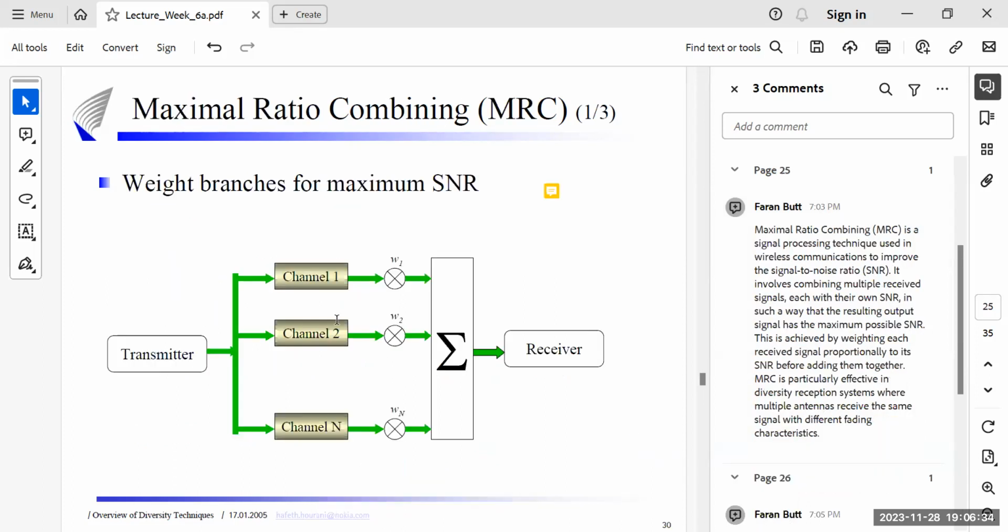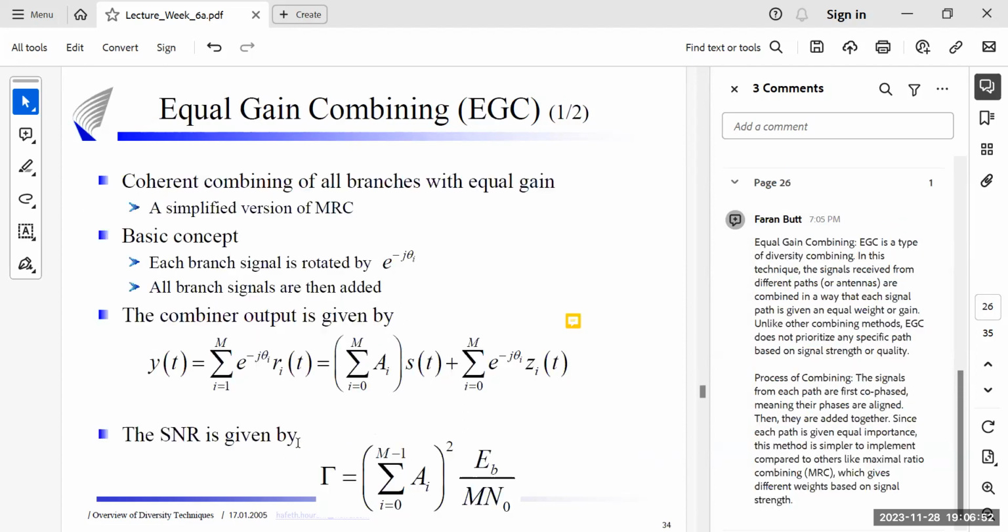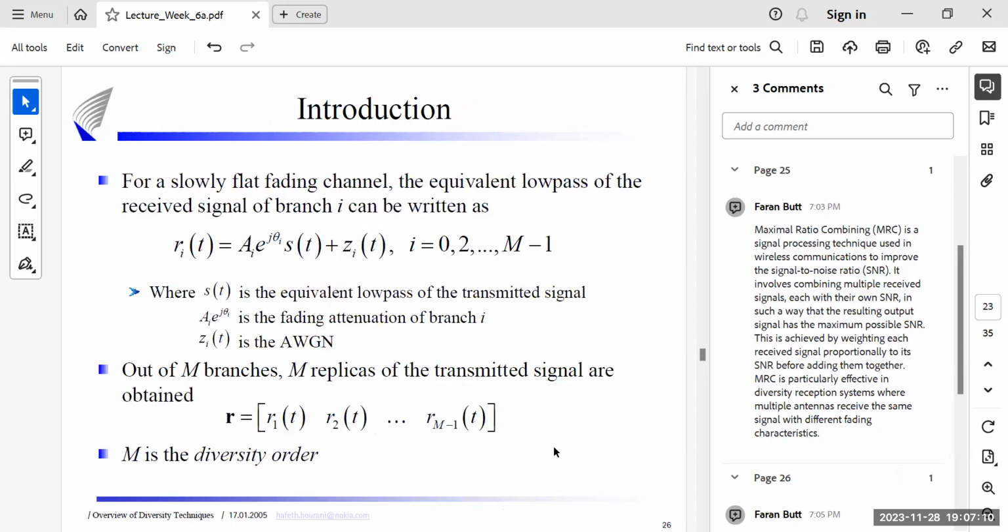So you can say that it has almost the same type of structure as the maximal ratio combining, except that each of the branches is given equal weight. So that is sort of a co-phasing. All of the branches are first co-phased. That is, the phase of each of the branches is aligned, right? This is very important. So you can say that the combiner output is the sum of e power minus j theta i times r i, for i equal to 1 to M. And similarly, we are expanding this r as a, s, and then this thing. This is basically the same equation that we have seen earlier.